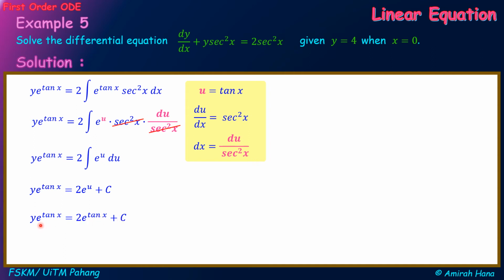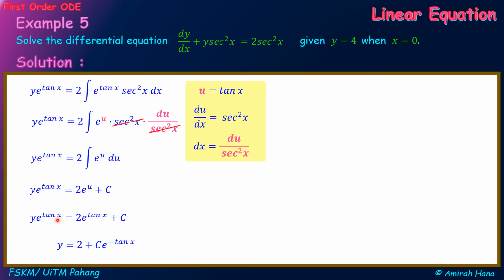Then we can write y as the subject. Normally for a linear equation, we write y as the subject. So when we write y as the subject, we move e to the power of tangent x to the right hand side. When we move e to the power of tangent x to the right hand side, it means we need to divide each term on the right hand side by e to the power of tangent x. So we have y equals, we divide 2e to the power of tangent x over e to the power of tangent x. So we get 2 here and then plus c over e to the power of tangent x.